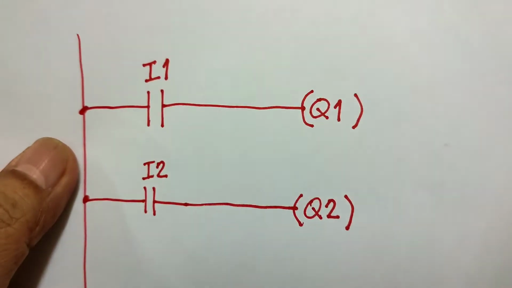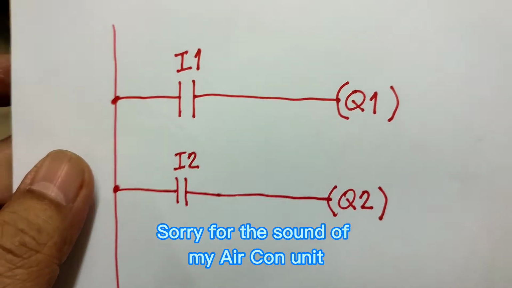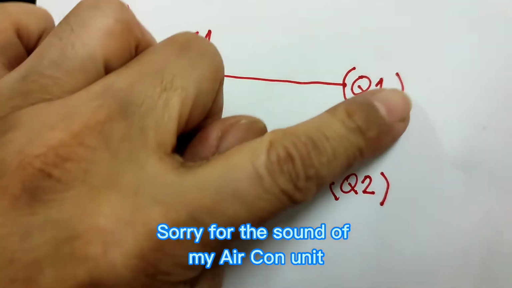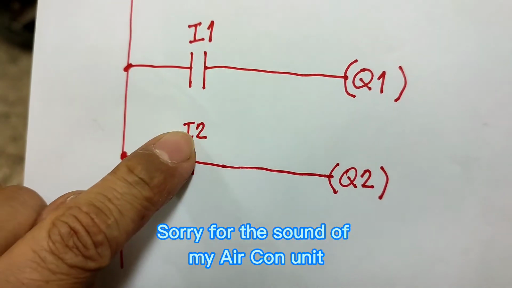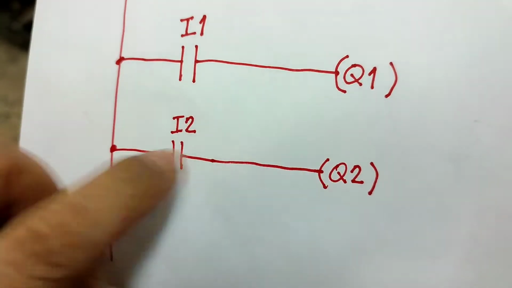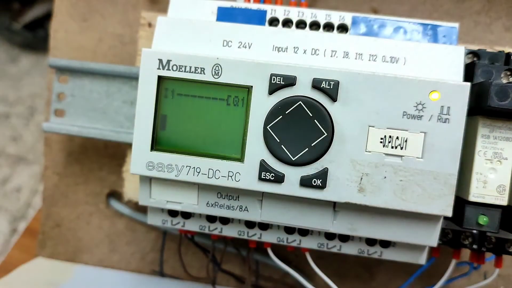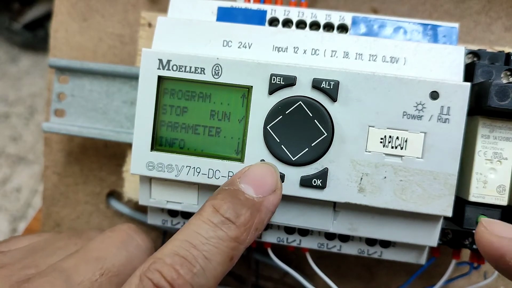Okay guys, now we are going to program an additional circuit into the existing PLC program, which is this one. We're going to add this circuit, which includes input 2 and output 2, which is Q2. Okay, now we're going to start. We're going to put the PLC in program mode. In doing that, we have to press escape.